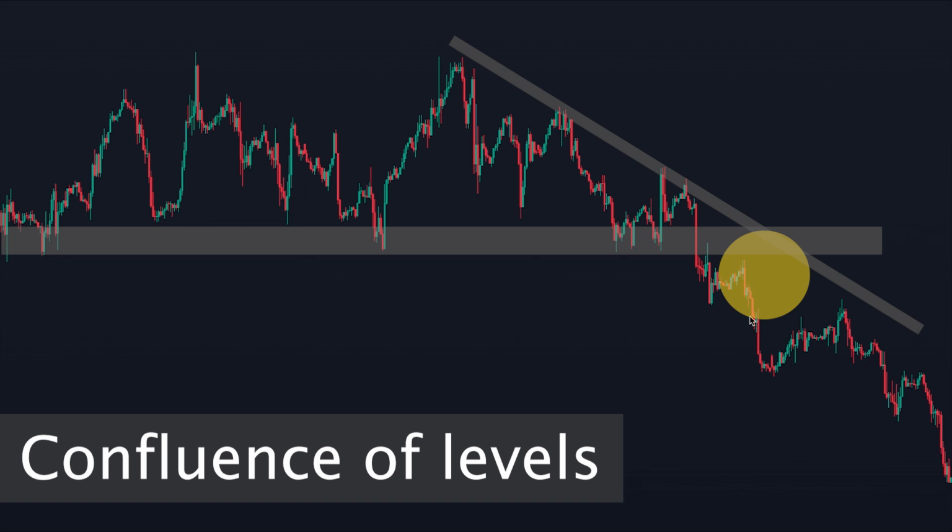So always try to find these kinds of confluent levels where you have 2 or more significant levels in action, because they show a very strong zone and they can provide you a high probability trade with a minimum amount of risk.